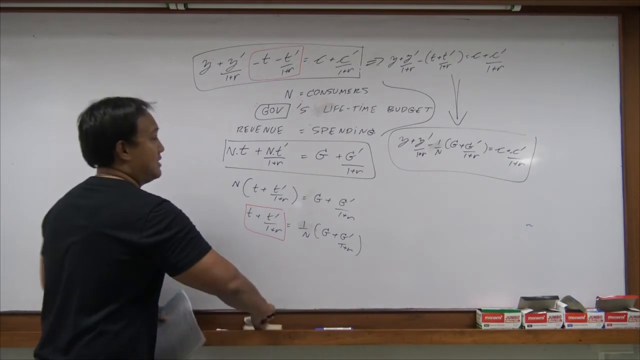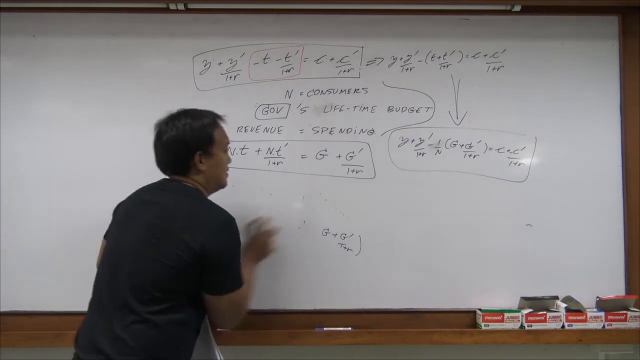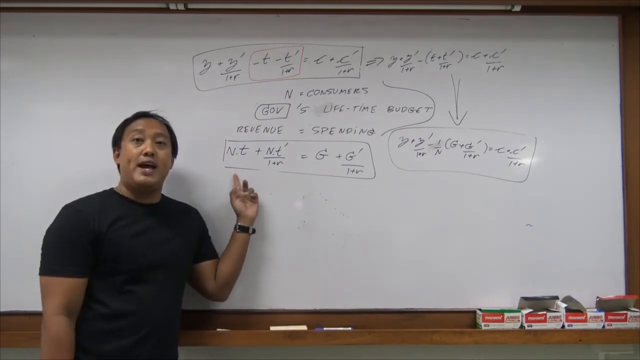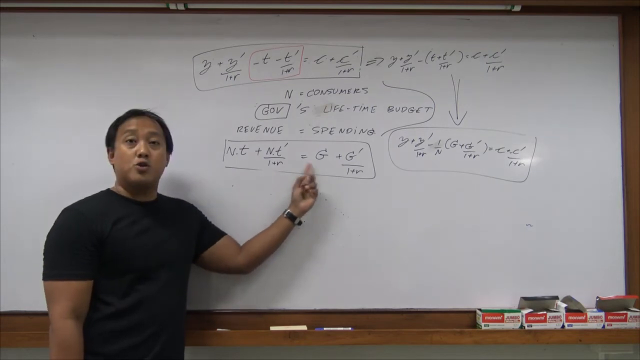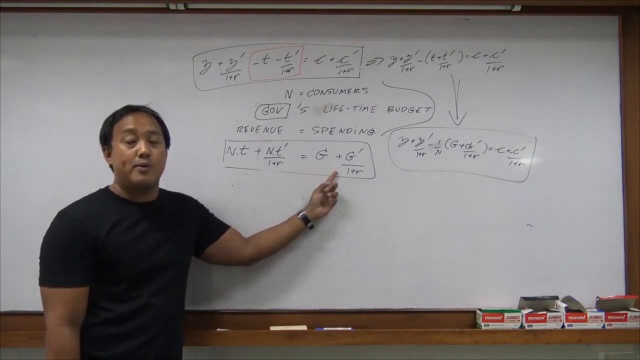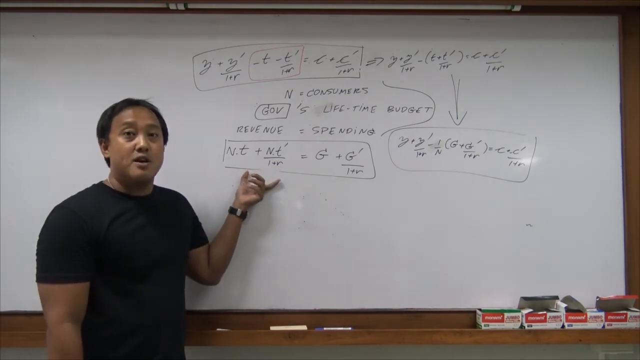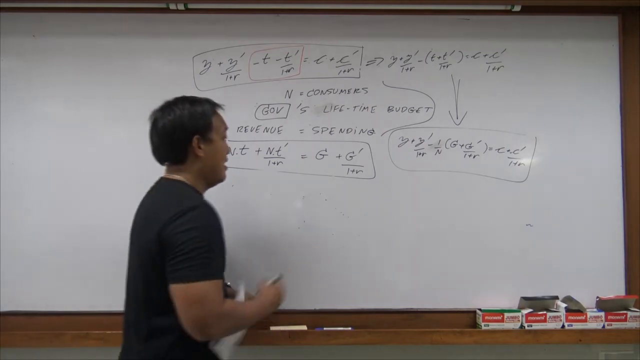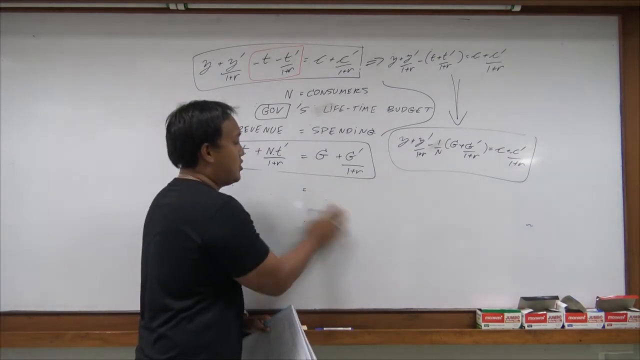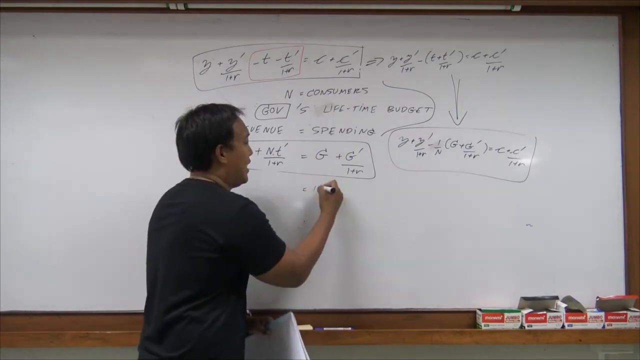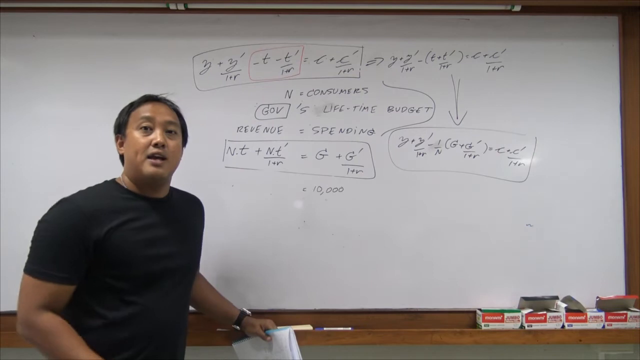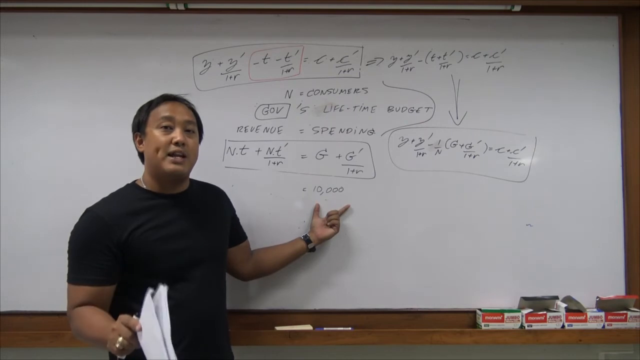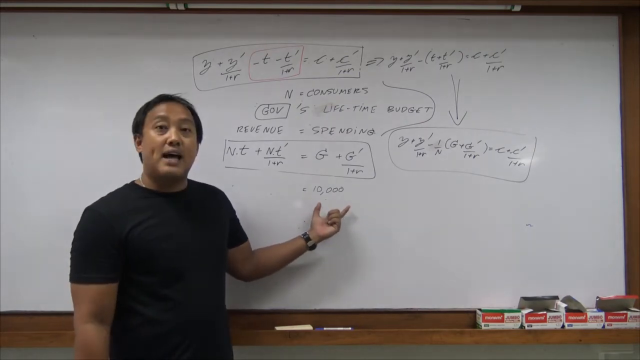Let's see this one. Tax today plus tax tomorrow should be equal to the government spending today and the government spending tomorrow. Lifetime tax should be equal to lifetime government spending. On the right side of the equation, if I assume that the lifetime government spending, the government spending today and the government spending tomorrow combined, equals 10,000, okay?